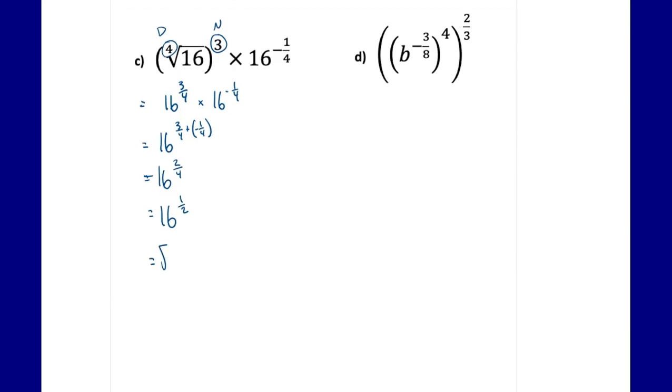This becomes the square root of 16, or the second root of 16 to the power of 1. I don't need to show this 2 here. I'm going to put it here just so we know where it went. And the square root of 16 is 4. We've gone through and we've evaluated it. We've reduced it to a single power and then evaluated.